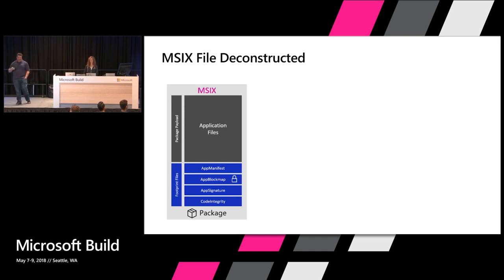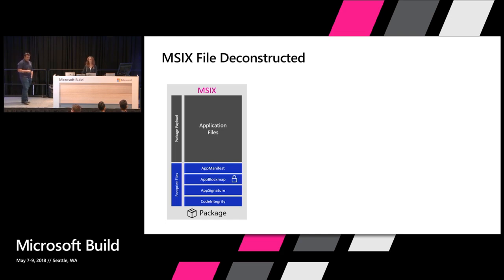And that package payload, again, is your application file. And then from the footprint files, we have what we call our manifest. And that's really all the information about the installation identity of your app. That app block map, which is signed, is the hash of all the files, and that helps us ensure integrity and prevent tampering on the OS.